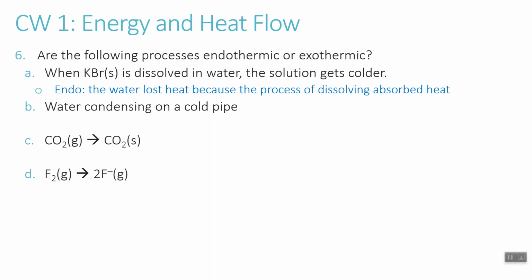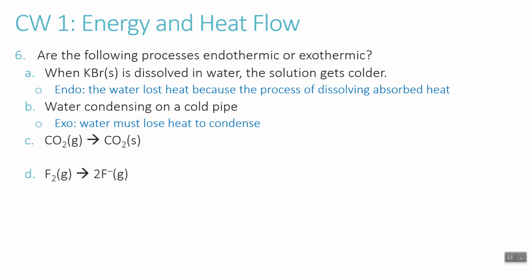Water condensing on a cold pipe. So this would be water going from a gaseous state into a liquid state. So this would be exothermic because the water needs to lose heat in order to condense. So from the perspective of the water, this is exothermic. From the perspective of the cold pipe, we could say that it's endothermic because the cold pipe is absorbing heat away from water vapor in the air. So a lot of these depend on how you want to define your system.